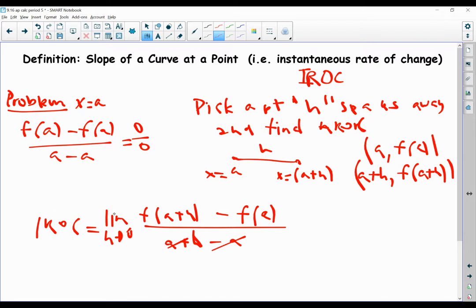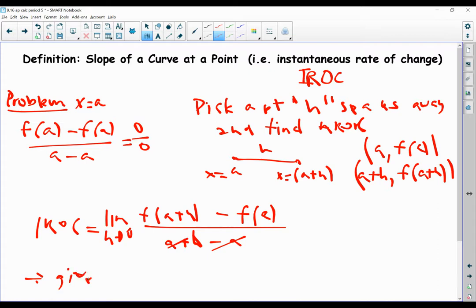So IROC is a limit. It's the limit as the distance between 2 points approaches 0 of the slope between those 2 points. So again, h just represents the distance between those 2 points. And then if we want to get a tangent line, well, the IROC is the slope at that point, which means it's the slope of a tangent line. So what this will do is it gives us the slope of the tangent.